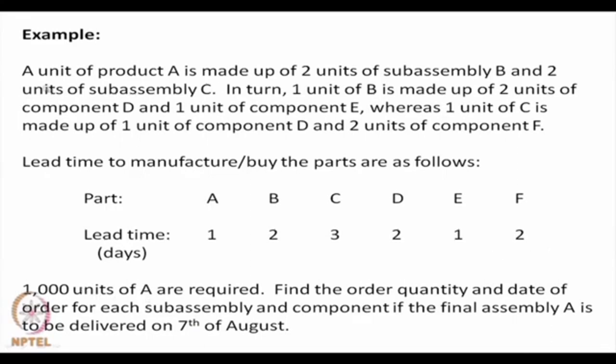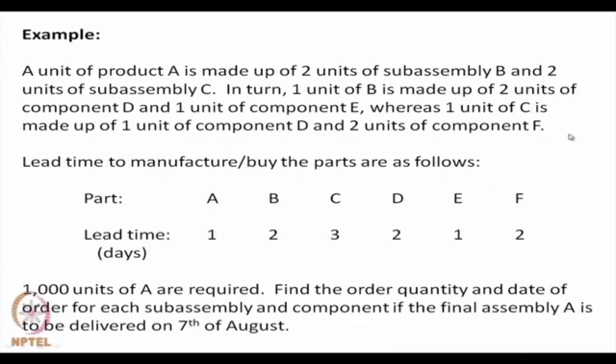1000 units of A, the final assembly, are required. Find the order quantity and the date of order for each subassembly and component if the final assembly A is to be delivered on 7th of August. You can see that the demand for various items B, C, D, E, F are all defined once the demand for A is known, and the demand for A is known, 1000 units. Therefore, the demand for B, C, D, E, F are known. This is the case of dependent demand.